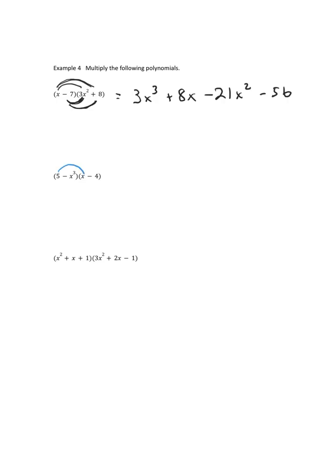Here's another one. Let's go 5 times x would be 5x. 5 times negative 4 would be negative 20. Negative x cubed times x would be negative x to the fourth. And then the last one, notice that would be a negative times a negative, so plus 4x cubed.